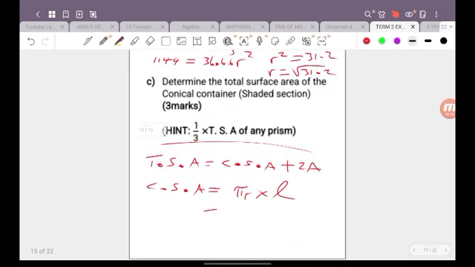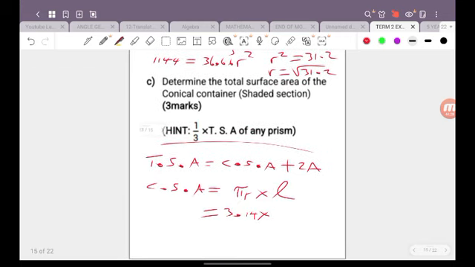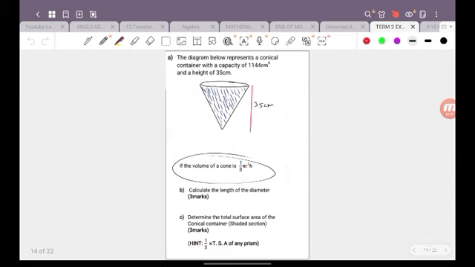So the curved surface area is going to be pi, which is 3.14, times r, which we calculated earlier to be 5.6. And now we're looking for the slant height. The slant height would have been this height right here. Now we can easily find the slant height.